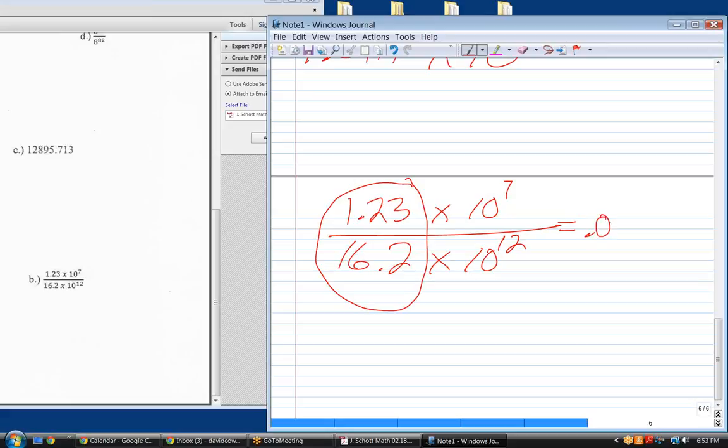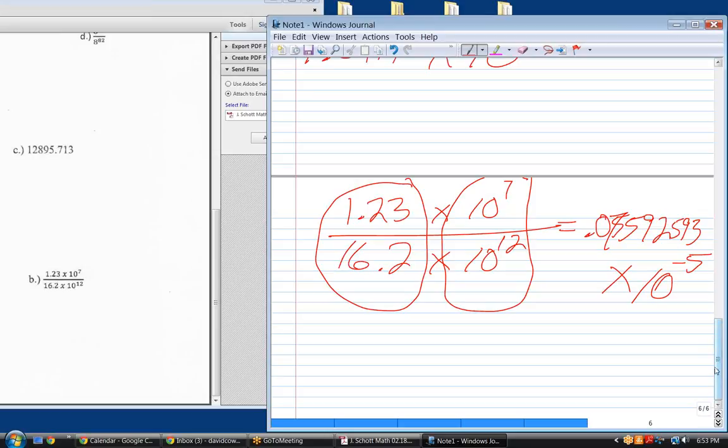0.059259, 0.05, what's the rest of it? 0.0759 2593. Times 10 to the what? Now we're dividing 10 to the 7th by 10 to the 12th. That's same base, different exponents. Is it 10 to the negative 5th? Good.